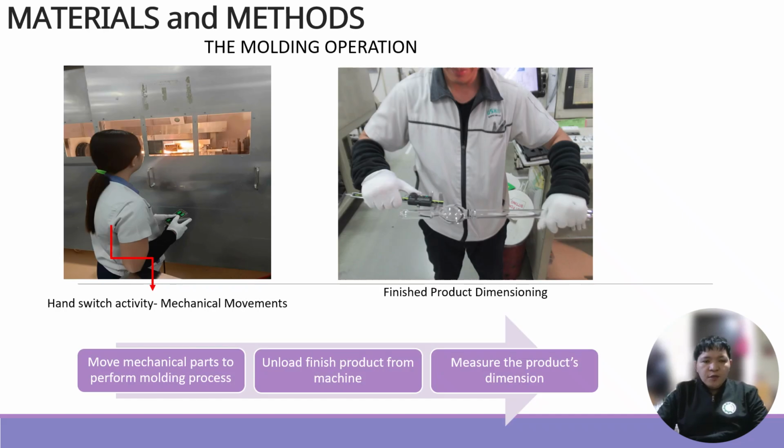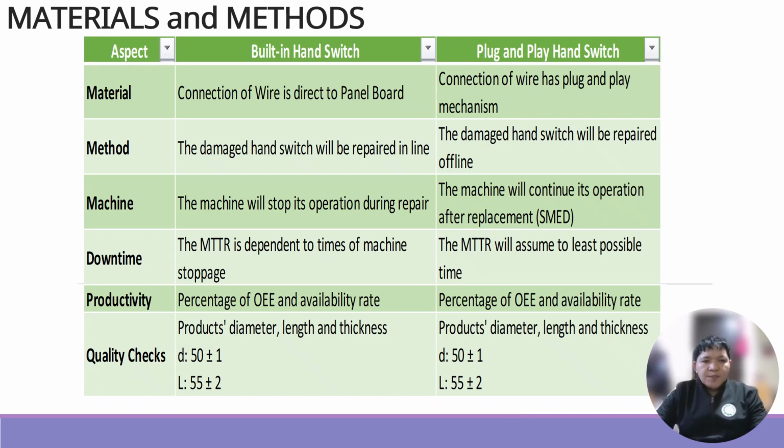For the operation, we have here the molding operation. The hand switch activity is to move the mechanical devices to perform the molding activity. After the molding activity, the product will be unloaded and measured according to the dimensions needed on the specification. The worker itself will measure the product results in terms of dimension. For the aspects, we have here the materials, methods, machines, downtime, productivity, and quality checks. Some of these are similar targets in the comparison of built-in and plug-and-play. However, there are three items that need to be compared.